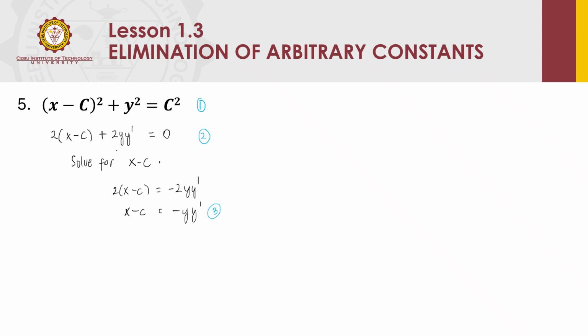We'll plug this into the x minus c here. And for this c on the right side, we can solve for c using equation 3, right? So solve for c from equation 3. C therefore is x plus y prime. We transfer this to the right side, and these two terms to the left side. So c equals x plus y prime. Let's label this equation 4.